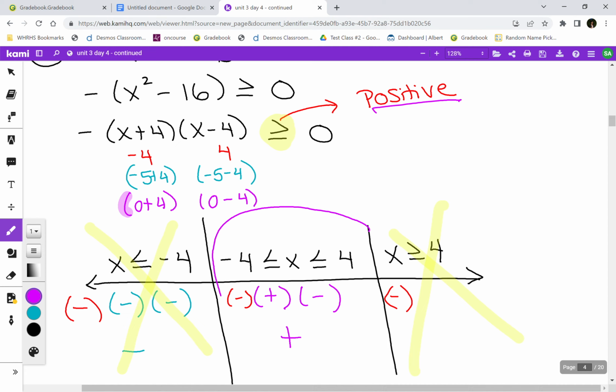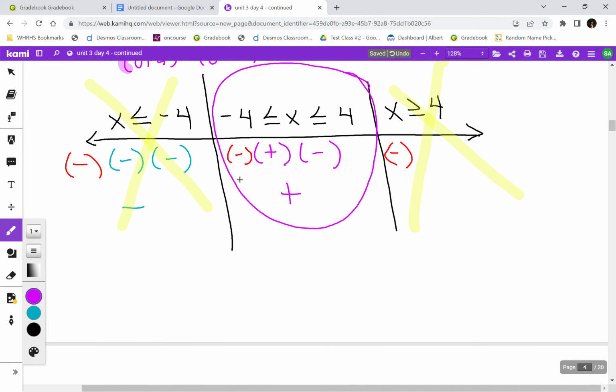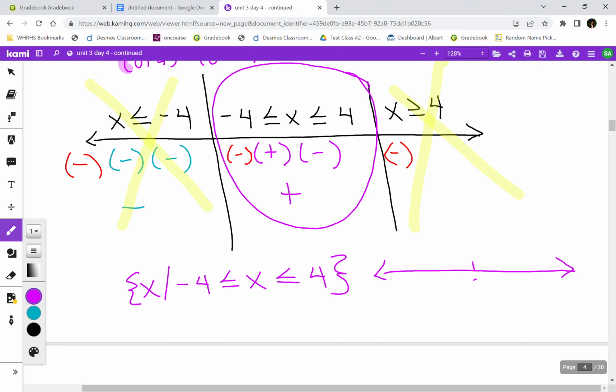Don't we want a positive? So our solution set is going to be this middle section. So we would write x such that -4 is less than or equal to x, which is less than or equal to 4. If I asked you to graph this solution set, should you know how to graph it? Absolutely. We have 0, -4, 4, closed circle at -4, closed circle at +4, and the line connecting them, or line segment connecting them.